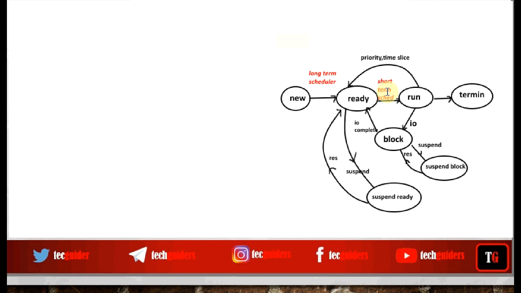Based on the decision of the short-term scheduler, one of the ready processes moves from the ready state to the running state. Finally, suppose the main memory space is completely occupied and we have a high priority process in the secondary memory waiting to be loaded to the main memory. Now, in order to load the high priority process, one among the processes in the main memory should be swapped out and kept in the secondary memory.